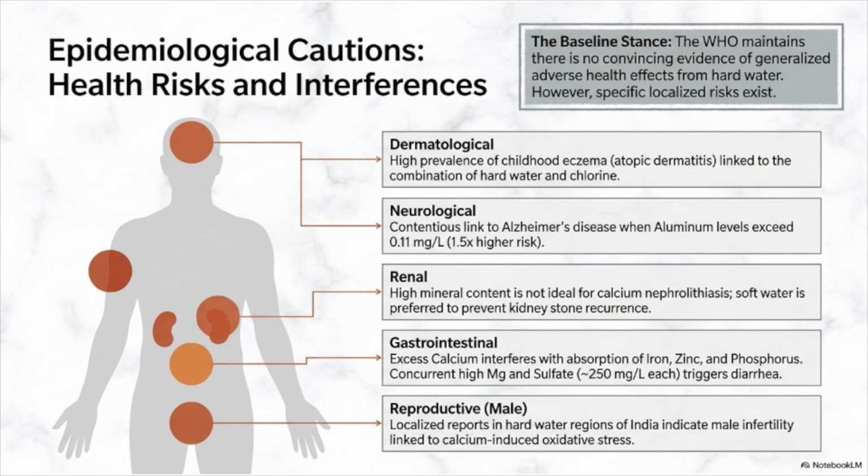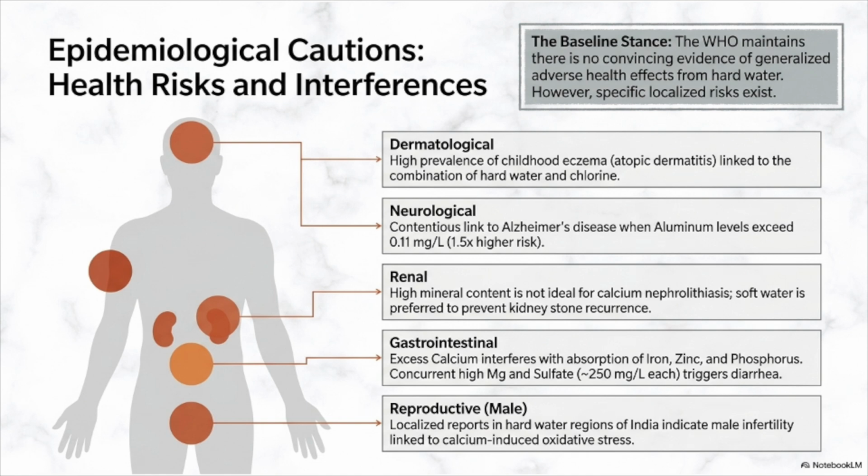However, there are also epidemiological cautions to be aware of. The World Health Organization maintains that there is no convincing evidence of generalized adverse health effects from hard water, though specific localized risks do exist. On the dermatological front, there is a high prevalence of childhood eczema or atopic dermatitis linked to the combination of hard water and chlorine. On the neurological front, there is a contentious link to Alzheimer's disease when aluminum levels exceed 0.11 milligrams per liter, showing 1.5 times higher risk.